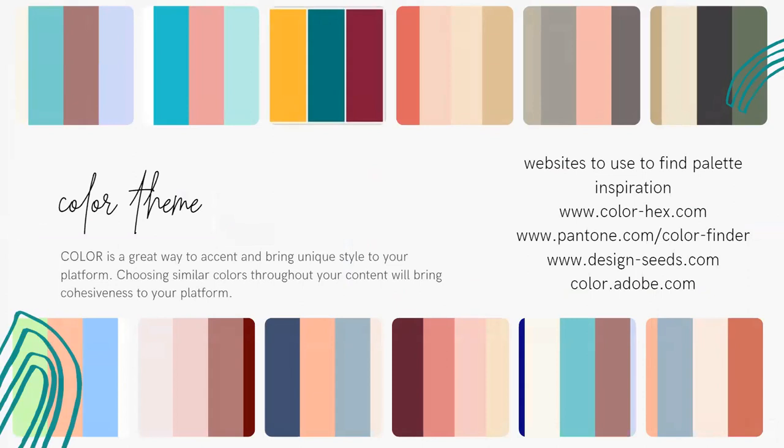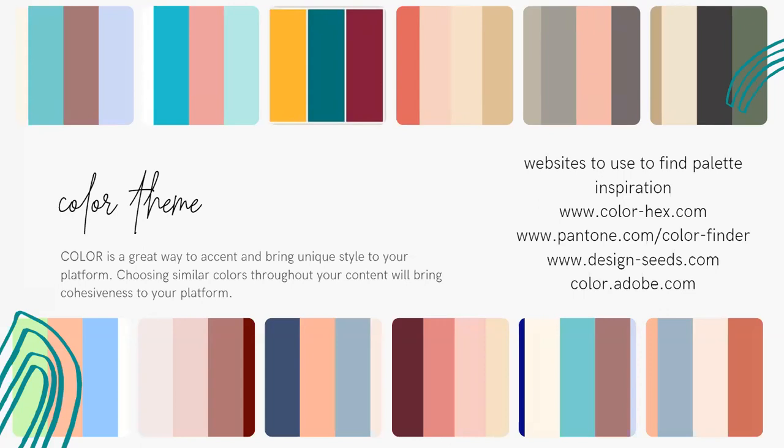Colors. So color is a great way to accent and bring unique style to your platform. Choosing similar colors throughout your content will bring cohesiveness to your platform. So this is something that you can integrate, whether you are taking your own photos and maybe you have some props or maybe you have some decorations that you want in your photos along with your product. But if you're choosing photos from a service, look for consistency in colors and try to find photos that really go together well.